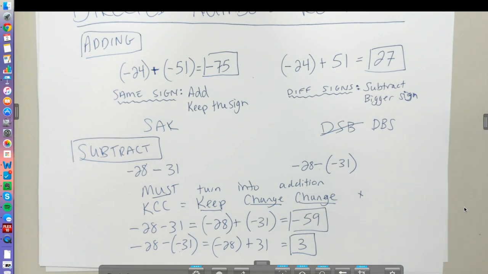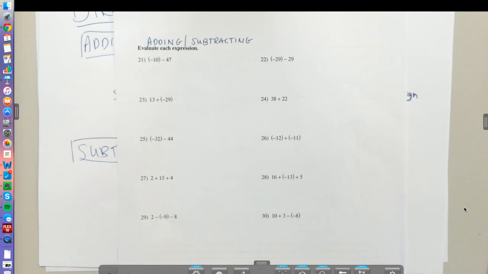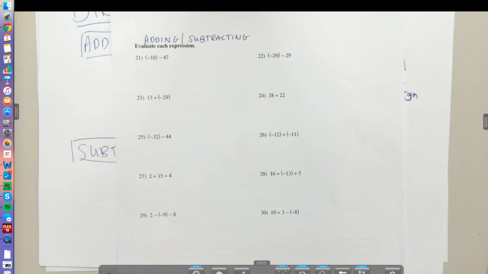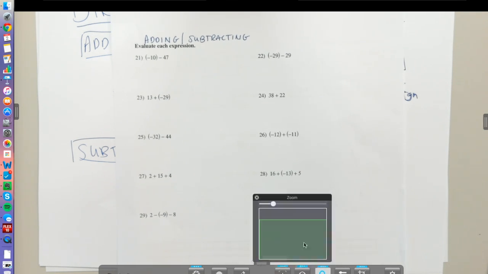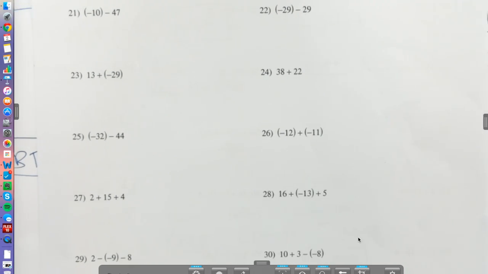Okay, so now I have some practice for you. Here it is. For numbers 21 through 30, I would like you to pause now and do this. Let me try to zoom in so maybe it's a little bit better and you can see what's going on. Okay, so numbers 21 through 30. Pause this video, please, and try each of these, and then I'll show you the answers.